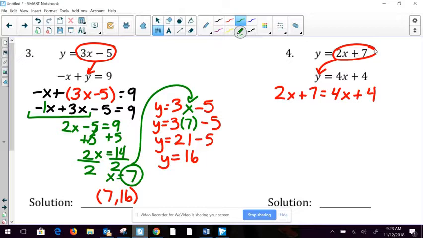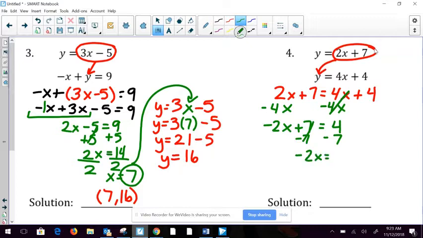How do I move a positive 4x to the other side? Great job. I'm going to minus 4x to both sides. When I do that, what does 2x's take away 4x's? Awesome. Negative 2x plus 7 is equal to 4. I'm not done yet, however. How do I move that positive 7 over? Great. I'm going to minus it. So I get a negative 2x is equal to a negative 3.